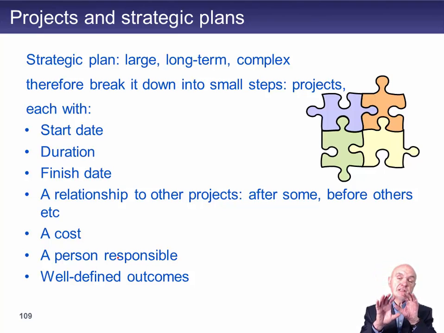You can give each of these steps a budget, a cost. You can give each of these steps to one person. It's their responsibility. You go to that person if that part of the implementation, that part of the whole strategy, has not been fulfilled. And we have well-defined outcomes.